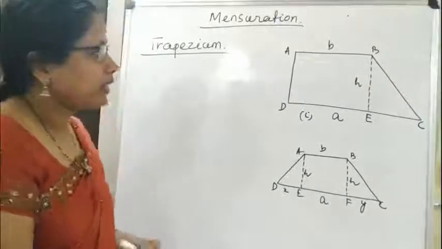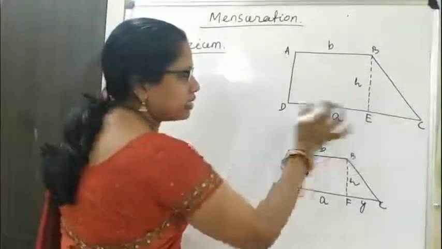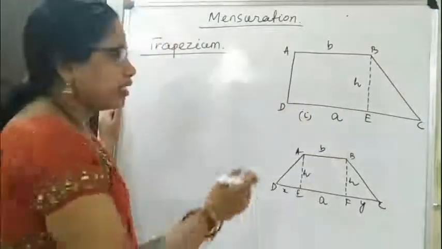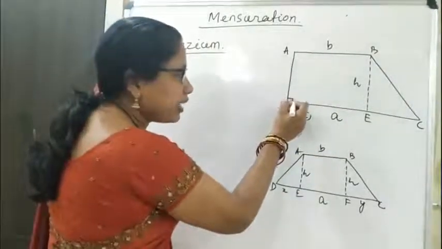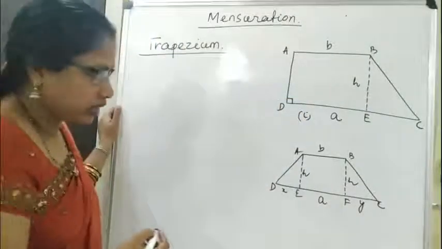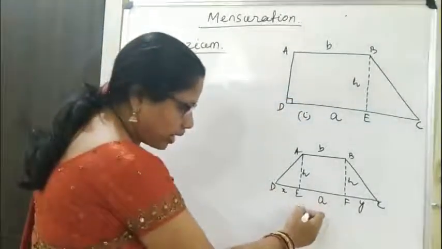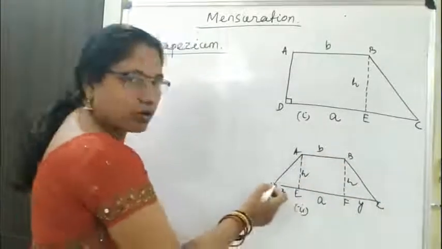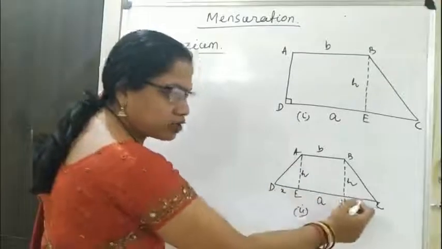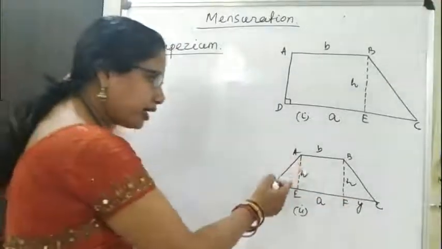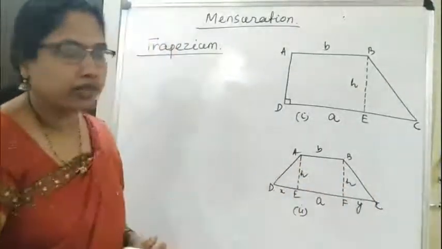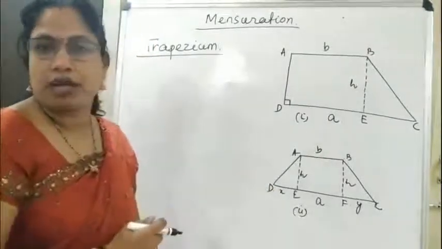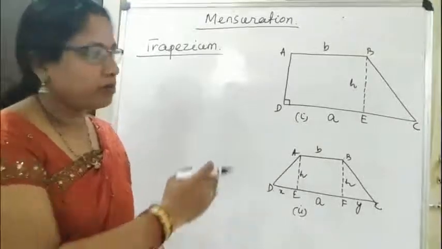So here I have taken ABCD is a trapezium where AB is parallel to CD. But in this case AD is perpendicular to CD. So in figure 2 I have taken the trapezium ABCD where AB is parallel to CD, and AD and BC are non-parallel sides. So for these two figures, I will derive the formula for the area of a trapezium separately.